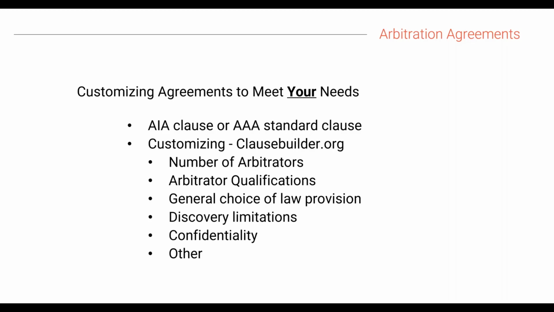The AAA has a tool for that. It's available at clausebuilder.org, and it's just what it says. It's a clause builder platform. It allows you to start with the generic arbitration clause and then customize it with language that's been developed and tested over the years. So you don't have to reinvent the wheel, but you can, of course, customize the number and qualifications of the arbitrator or panel of arbitrators. You can select your choice of law provisions. You can control costs by putting limits on discovery.